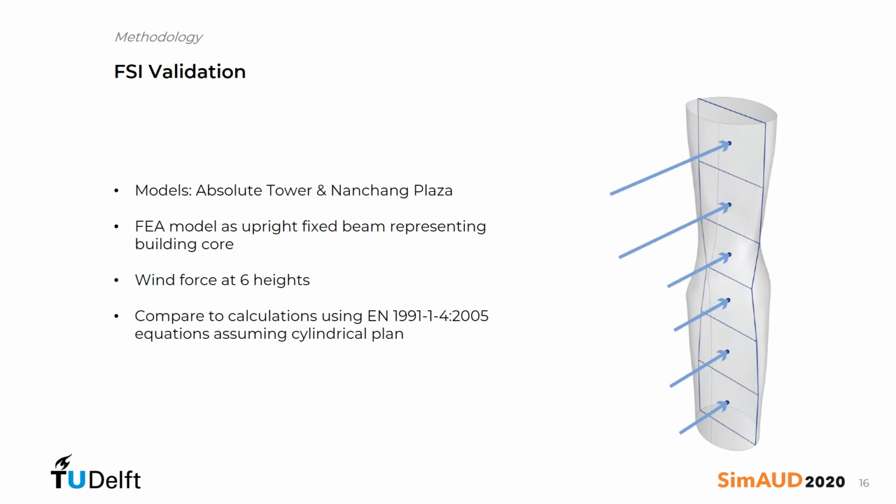Then the FSI validation was taking the structural results of the FSI method and comparing them with the Eurocode calculations. To do this, the pressures on the building were transformed into point loads and moments on the core of the building, which was modeled as a fixed upright beam for the finite element analysis.